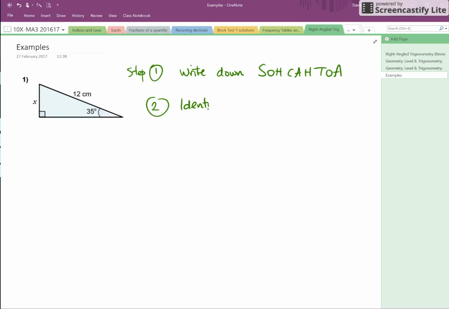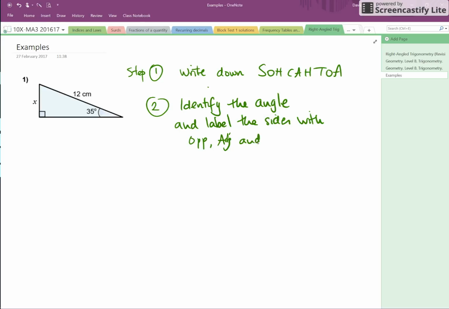Identify the angle. And the angle here is obviously the 35 degrees. And label the sides with opposite, adjacent, and hypotenuse. Okay, so let's do that bit.